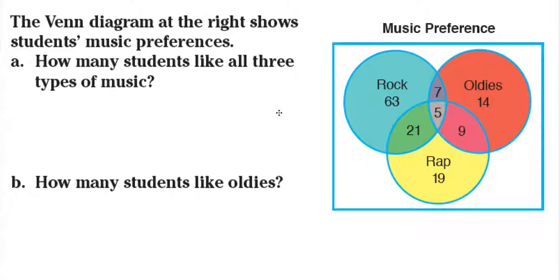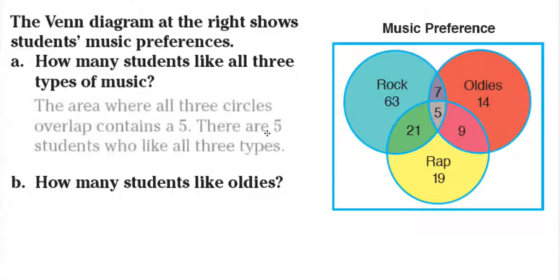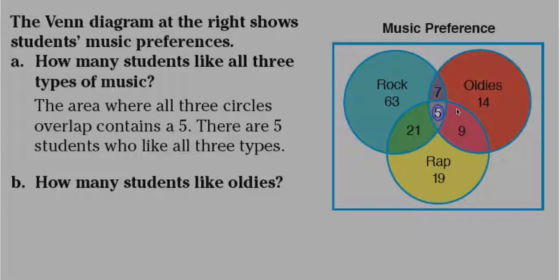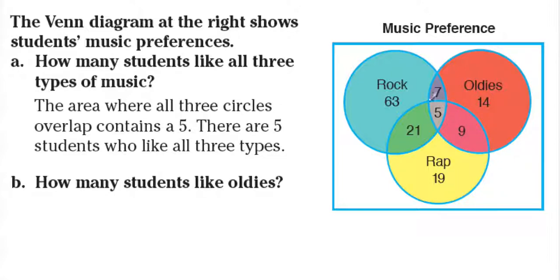When you talk about the number of students that like all 3 types of music, you want to consider the numbers in all 3 circles and find out where they all intersect. If you notice, the number 5 is where all the circles intersect. And the most significant number would be 5, because that is where all the 3 circles intersect. So 5 students like all 3 types.